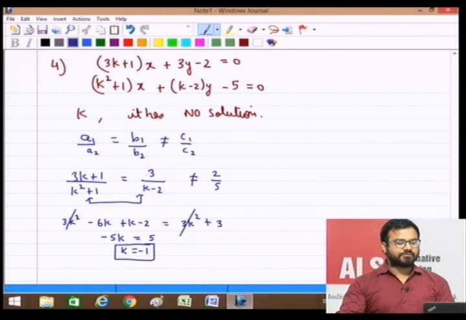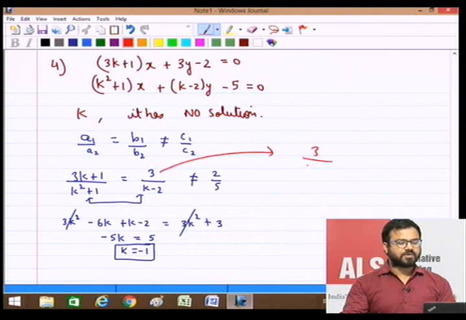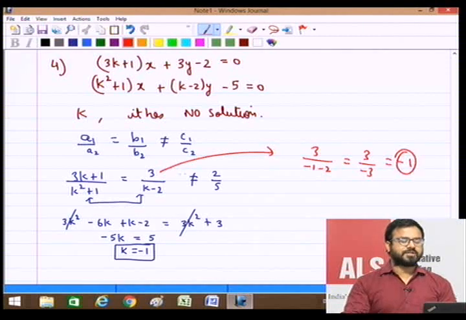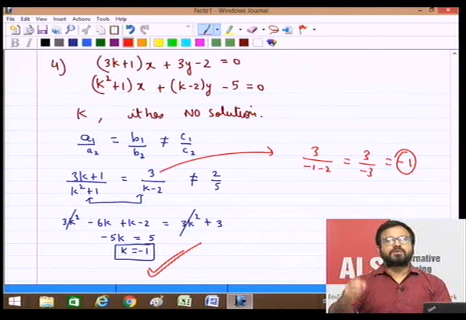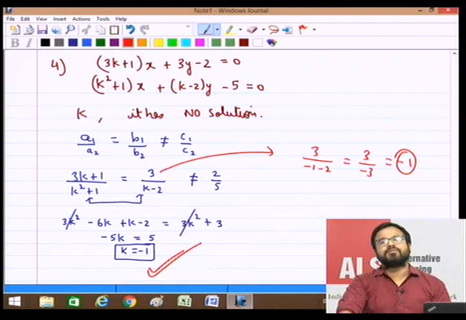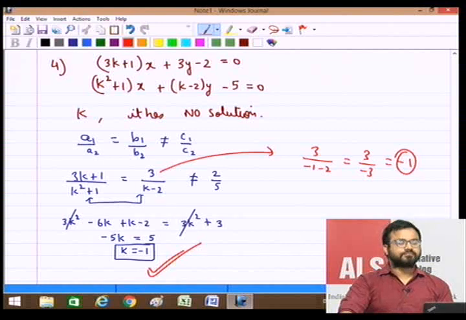Because when we check for minus 1, in this one also we should check. So 3 over minus 1 minus 2, 3 over minus 3, that is also minus 1. And this is not equal to 2 by 5. Therefore, it satisfies the condition: k should be equal to minus 1. If, on putting k equal to minus 1, we were getting this ratio as 2 over 5, which is equal to C1 upon C2, then we would say for none of the values of k would it have no solution. This will be the answer, minus 1.